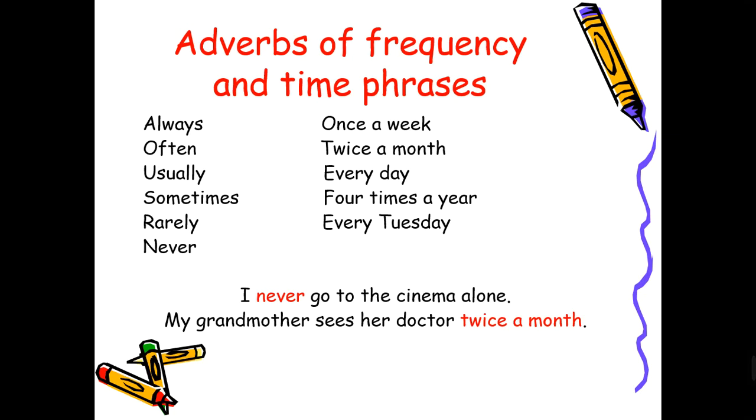I never go to the cinema alone. My grandmother sees her doctor twice a month. Again, these are things that are done repeatedly, and we use the adverbs of frequency to express how often you do the action. Here, notice the verb I go, present simple. My grandmother sees, again, present simple.